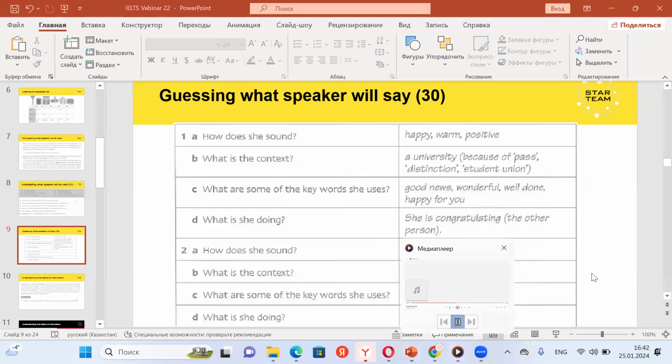So, what keywords? So she was begging him, right? Come on, come on. Okay. And what is she doing? Right. The first woman was congratulating the other person, and what is the second woman doing? She is... Any ideas?